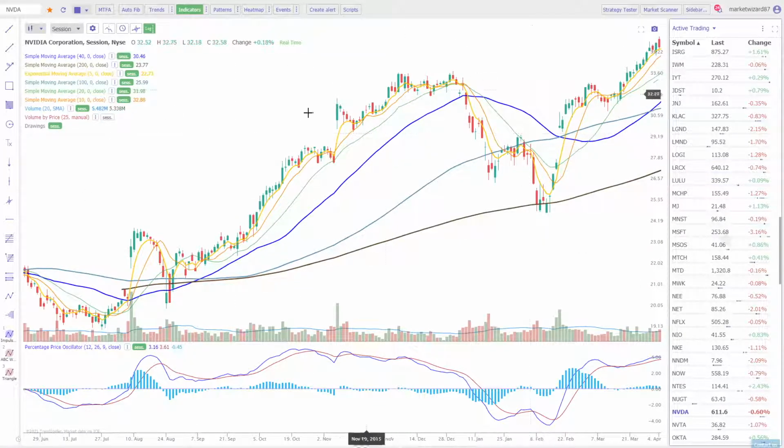And this is the daily chart. And if we were to zoom in to the weekly, you would notice that during this period of time, price was getting pretty far away from the 10 and the 20 on the weekly.